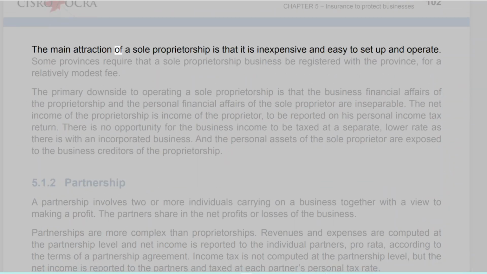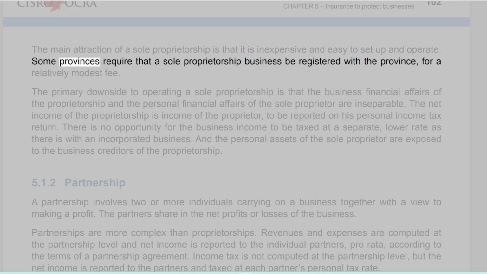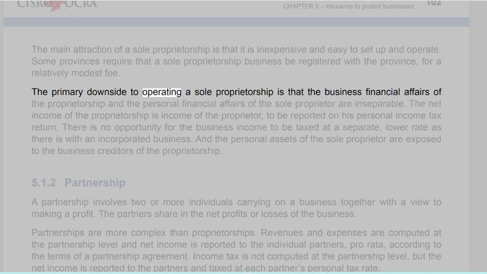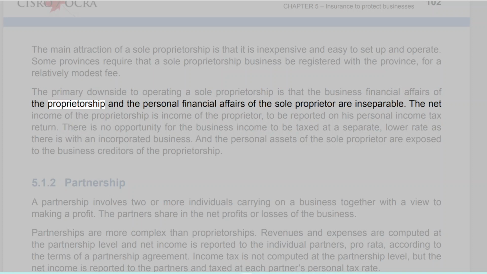The main attraction of a sole proprietorship is that it is inexpensive and easy to set up and operate. Some provinces require that a sole proprietorship business be registered with the province for a relatively modest fee. The primary downside to operating a sole proprietorship is that the business financial affairs of the proprietorship and the personal financial affairs of the sole proprietor are inseparable.